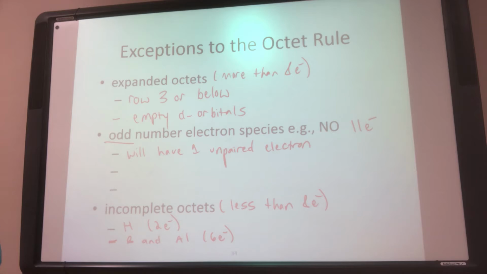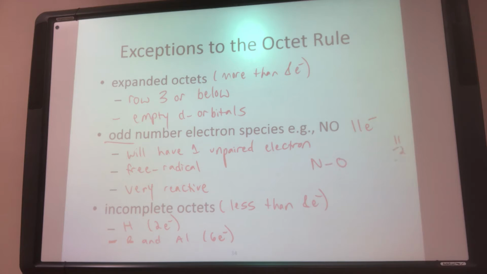We call these free radicals, the whole molecule. It's the name of the molecule, not that electron. Free radicals are very reactive because we don't like an electron to be by itself. So just to show you how we would draw this, you have your N and your O, and you make a single bond.